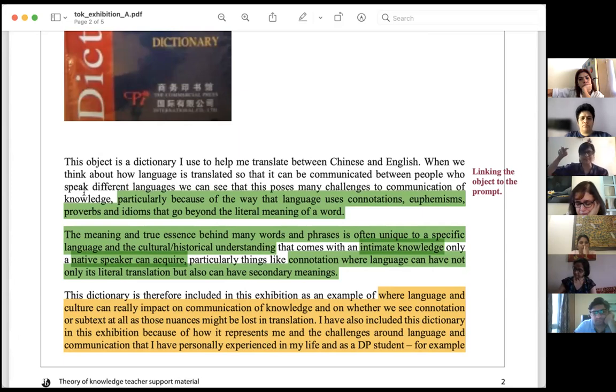So now the student is bringing in the angle of two people speaking where the language of the two people is not the same. It's not a Chinese to a Chinese. It could be a Chinese to an American or a Chinese to an Indian, whichever way you want to look at it. We can see that this poses many challenges to communication of knowledge. Why is there a challenge? The student goes on to say particularly because of the way that language uses connotations, euphemisms, proverbs and idioms that go beyond the literal meaning of a word.